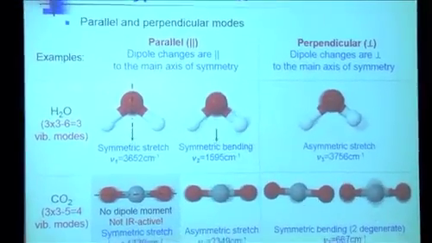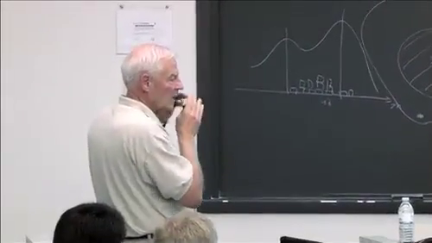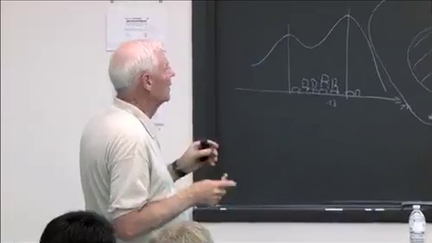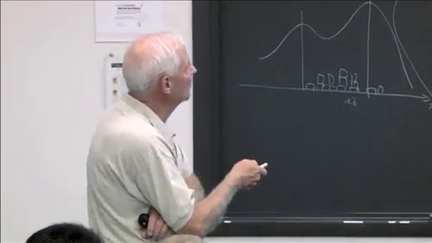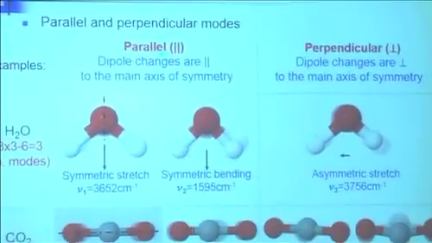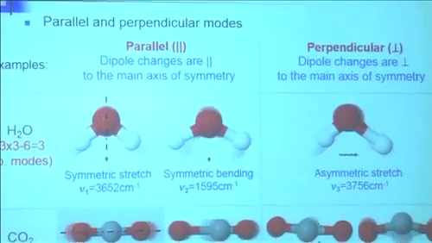So we've talked about symmetric motions, how many modes there are, whether or not they're symmetric or asymmetric. Now we have one more classification, whether or not that motion constitutes a change in the dipole along the a-axis or perpendicular.